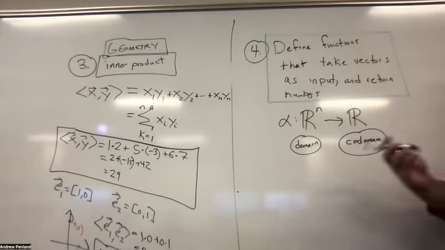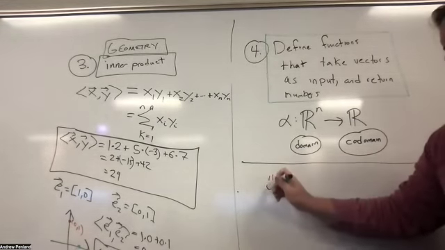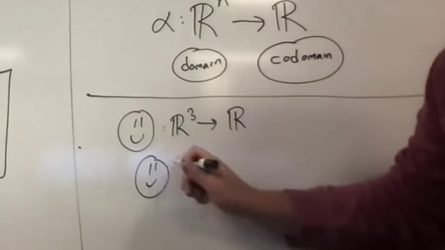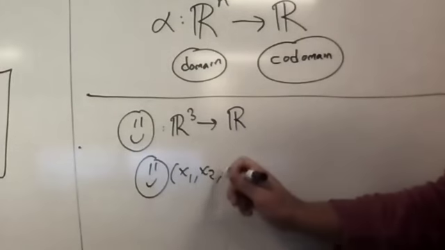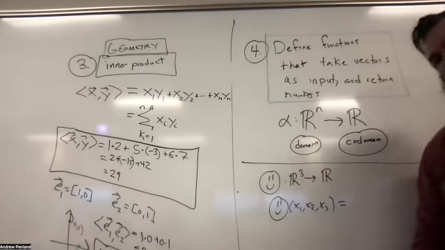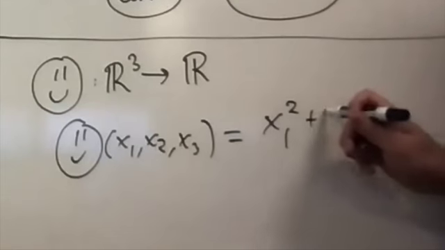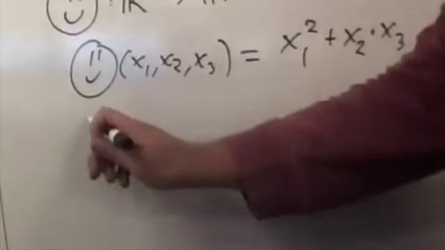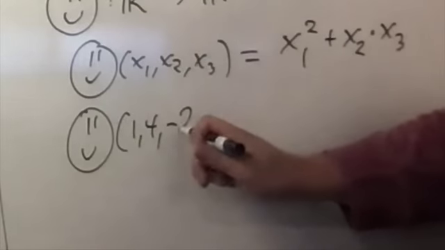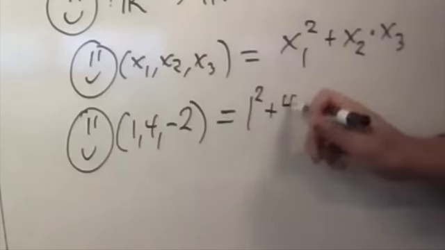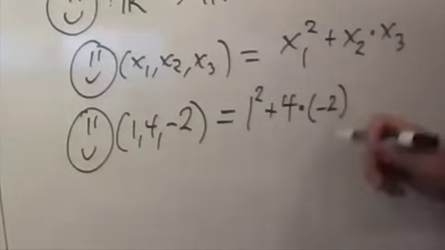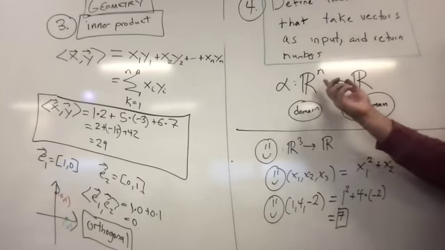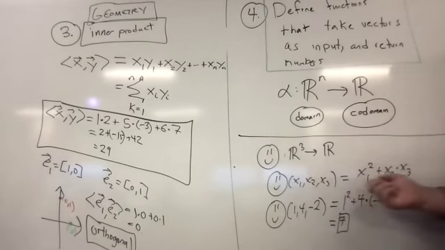An example of what this might look like is I could define smiley face to go from R cubed to R. I could define smiley face of (x1, x2, x3) to be equal to x1 squared plus x2 times x3. And then I would just evaluate this for (1, 4, -2), which gives me 1 squared plus 4 times -2. It works exactly the same way as evaluating a function that only has one input variable. It's just that now you have a bunch of variables to keep track of and to do algebra with.